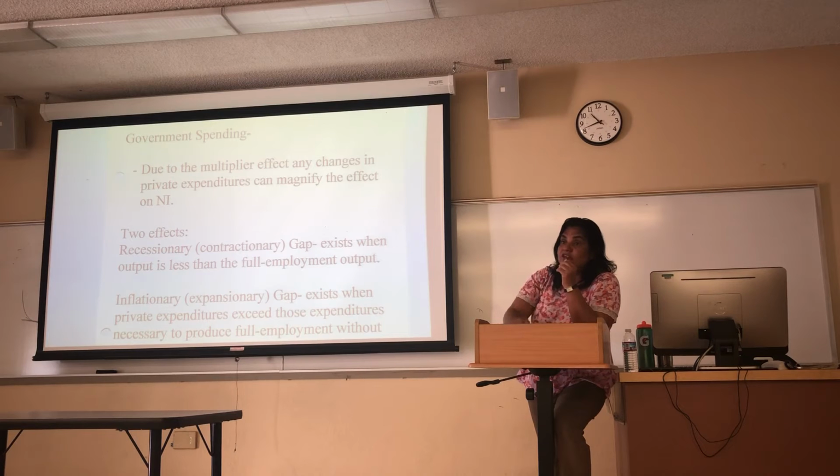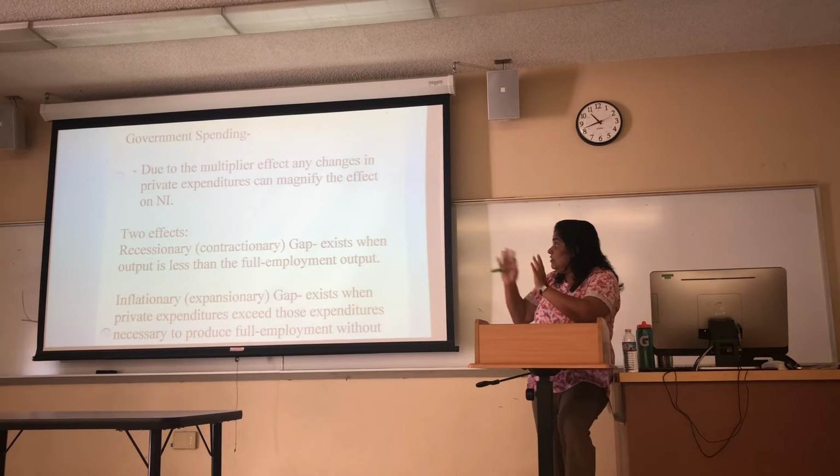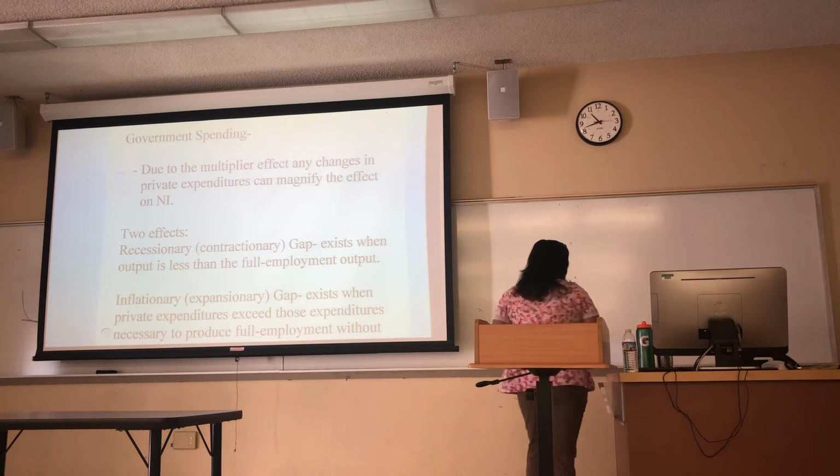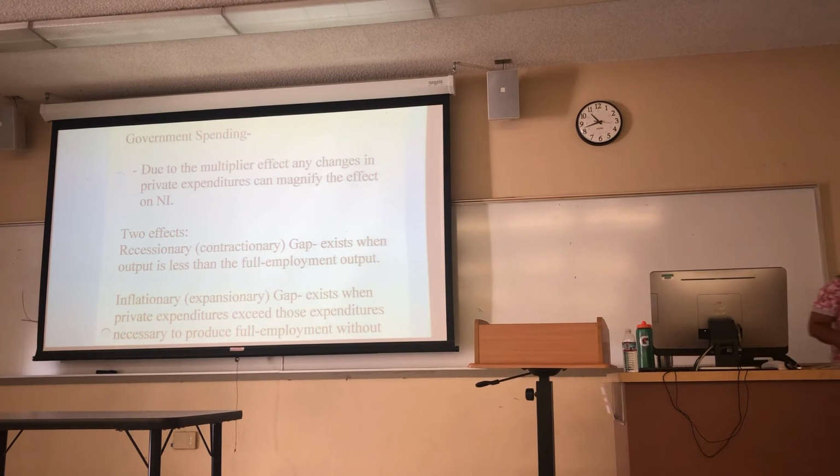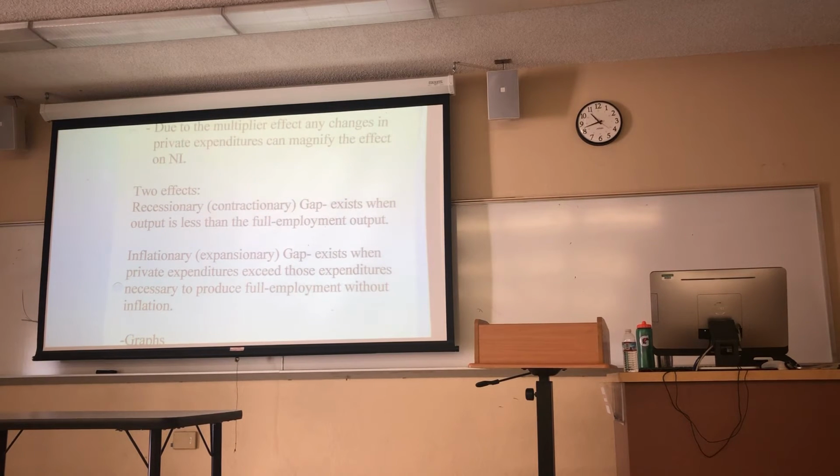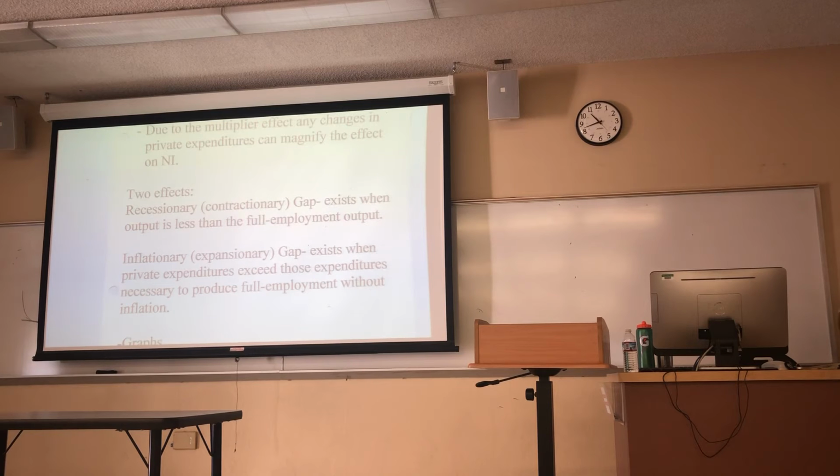On the other hand, if you are very close to the full employment point and somebody increases expenditures, what can that cause in the economy? It can cause inflation because it suddenly creates all that additional income, because of the multiplier effect. So it can magnify either way. The two effects are called the recessionary or contractionary gap, and the inflationary or expansionary gap. Let's take a look at the two in terms of a graph again.